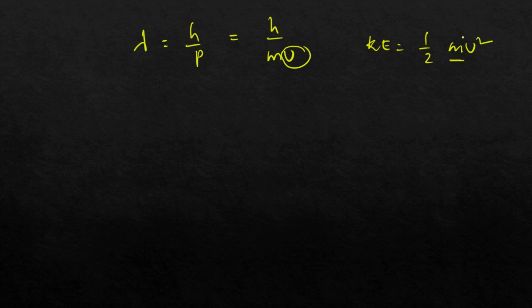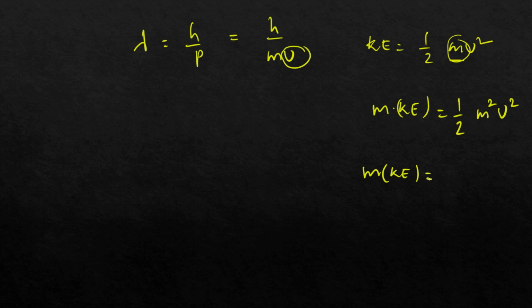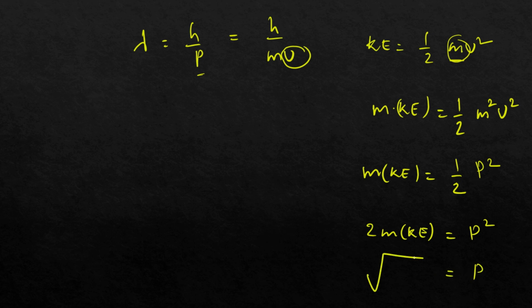Multiplying this by mass, the mass of electron, mass of proton we know. So mass into kinetic energy will be equal to half of m square v square. I'm multiplying both sides. So m into KE is equal to half of mv, which I can write as momentum p, so p square. 2m KE will be equal to p square. So p will be square root of 2m into KE.